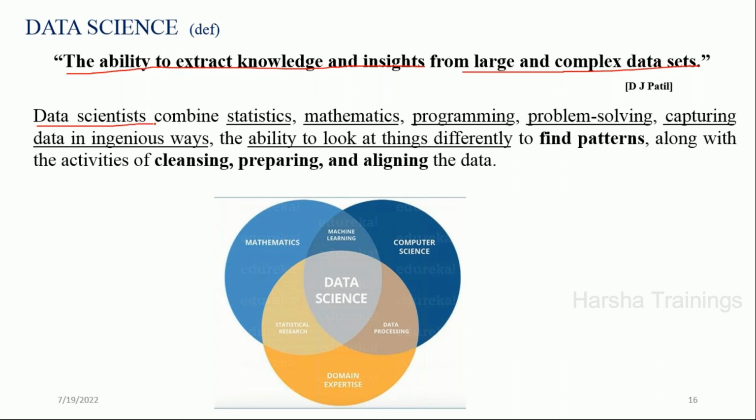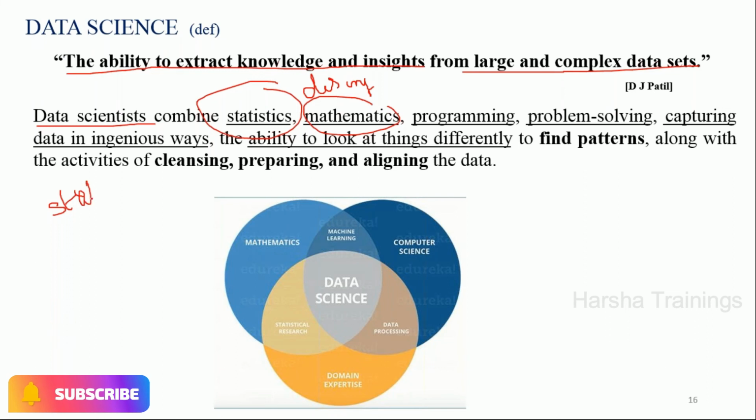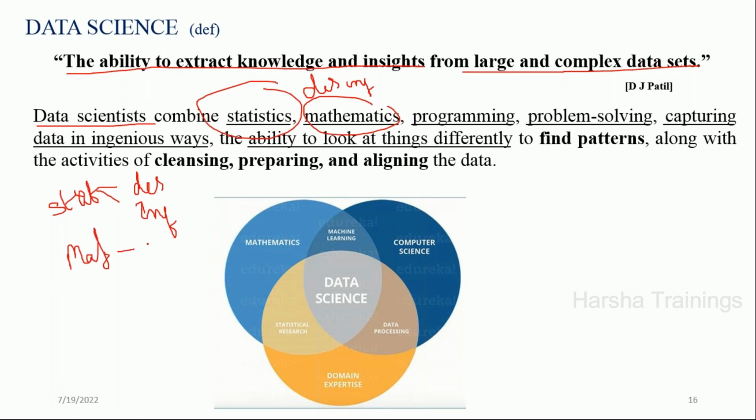Data scientists combine statistics. You should know. In chapter number 3, I discussed descriptive statistics and inferential statistics. That you know. Then you should know mathematics. Statistics is mandatory for data science. You need descriptive statistics and you need predictive or inferential statistics. Then mathematics means you should have the basic knowledge of linear algebra.